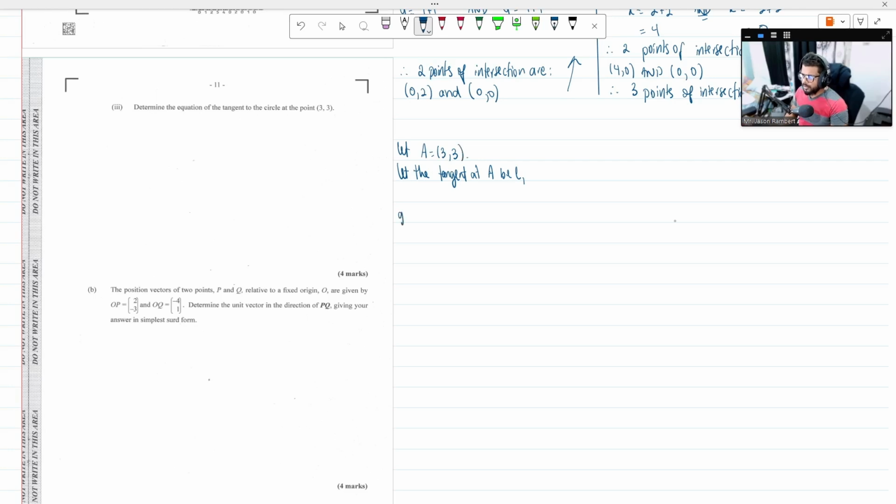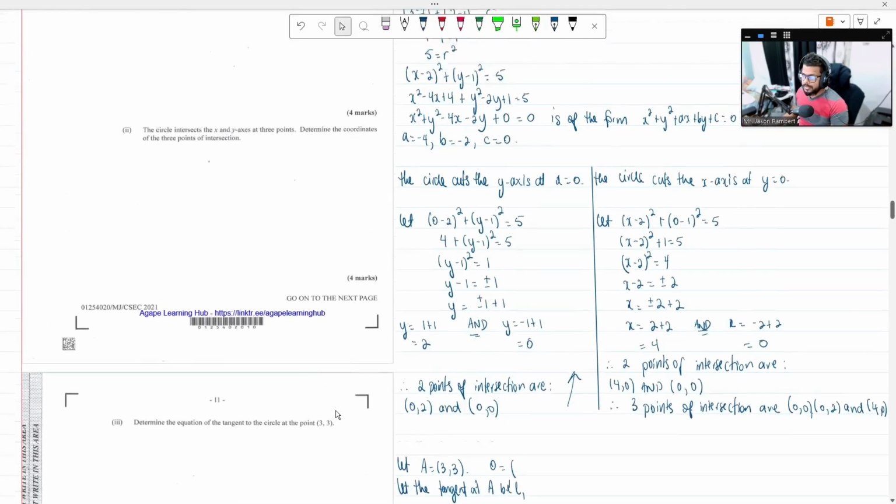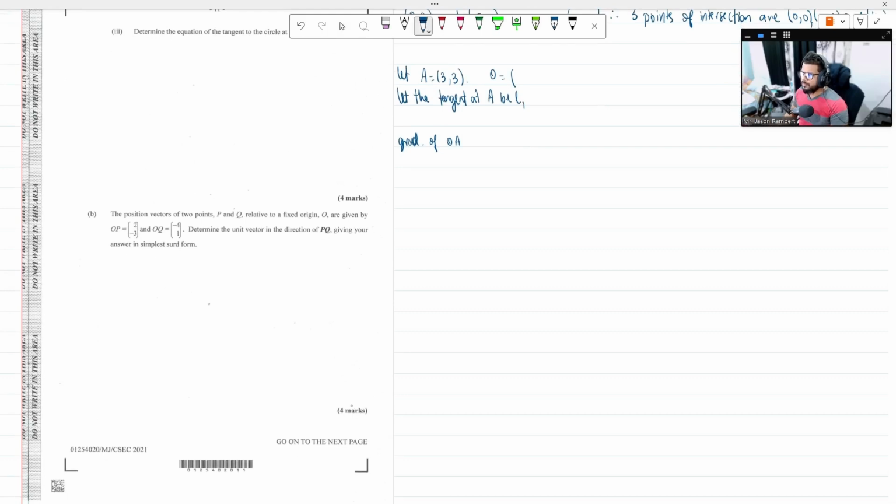Good. So now we're going to get the gradient of OA, where I'm going to let O be the center. O is (2, 1). Gradient of OA is going to be y2 minus y1 over x2 minus x1. 1 minus 3 is minus 2. 2 minus 3 is minus 1, which is equal to 2.